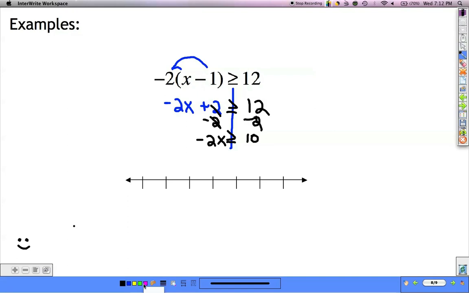And finally, we're going to want to divide both sides by negative 2. Now, dividing by negative 2 on both sides, that's when we're going to want to switch this little symbol of inequality. So what we're going to have now, write it in blue, x is, instead of being greater than or equal to, it's going to be less than or equal to 10 divided by negative 2 is going to be negative 5.